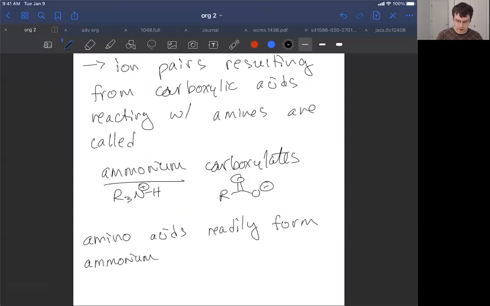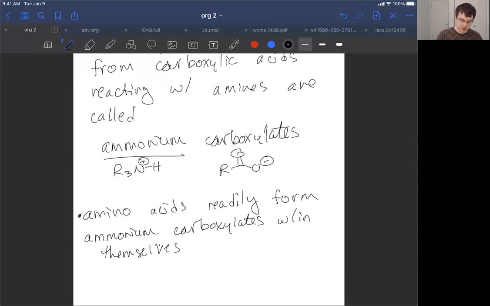So they form ammonium carboxylates sort of within themselves. I don't want to say intramolecularly because that kind of implies that the reaction occurs intramolecularly. But what I want to say is this.